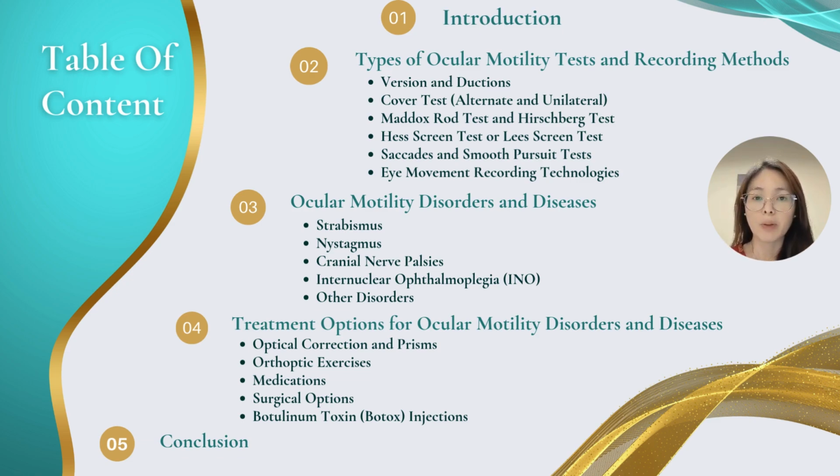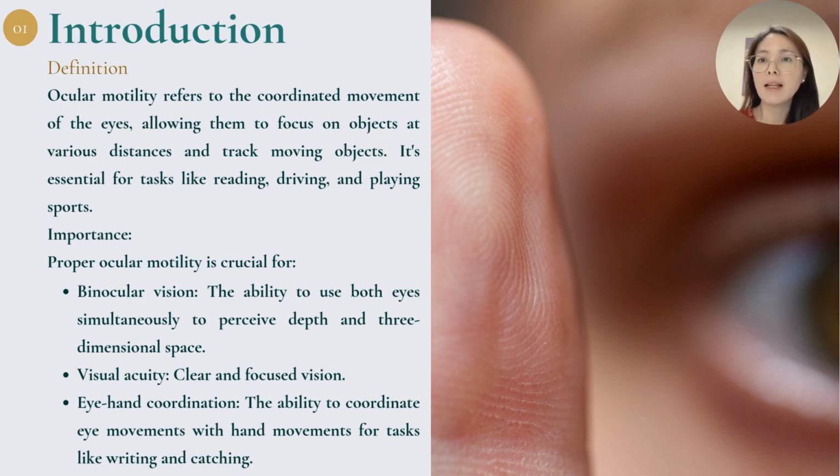Today we will explore what ocular motility is, the anatomy that supports it and why it's so important for clear, stable vision. We will also look into common motility disorders, the tests used to diagnose them, and available treatment. Let's dive in and start with a basic definition of ocular motility and its importance.